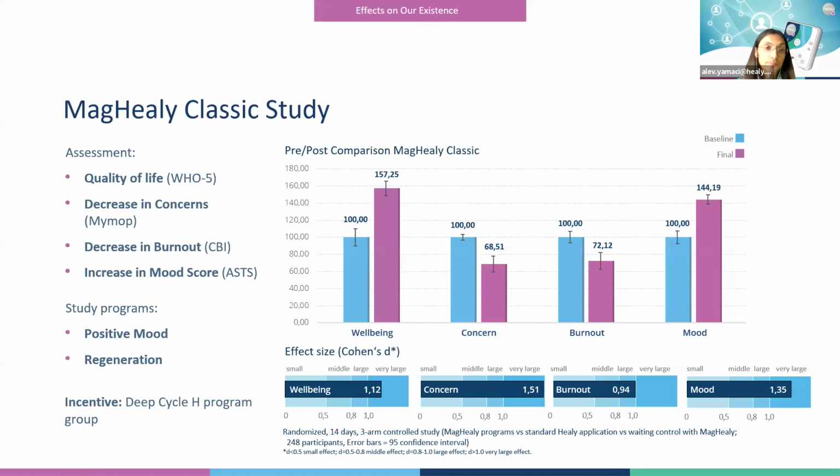And here we also did a study, and there we also used the decrease in burnout and the increase in mood score. And actually, when you look at the coherence D, that's quite encouraging because we have a very large increase in the well-being, a very large increase in the concerns, almost a very large increase in burnout, and a very large increase again in mood. So very encouraging, and we used the positive mood, which of course fits to the mood assessment, and regeneration.